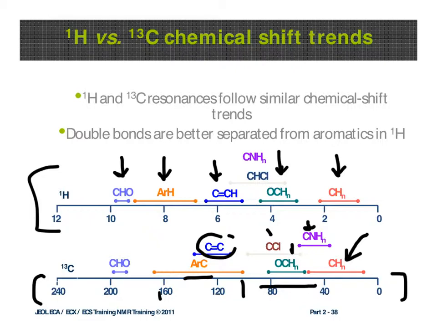Then your carbonyls, which isn't showing up very well here, tend to show up in this region. Ketones and aldehydes are usually around 200. Esters, amides, acids usually around 160 to 180. So there's a whole range and a whole table that we can utilize when we're looking at chemical shift.